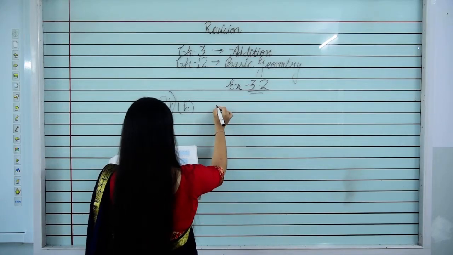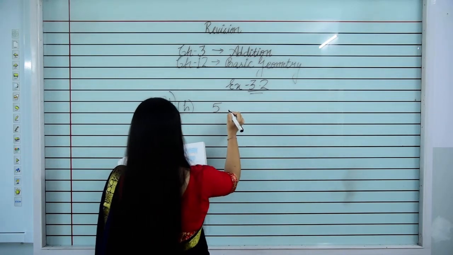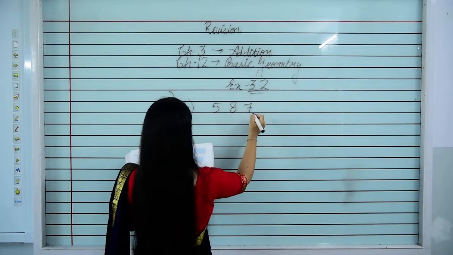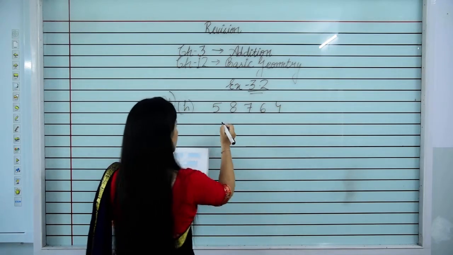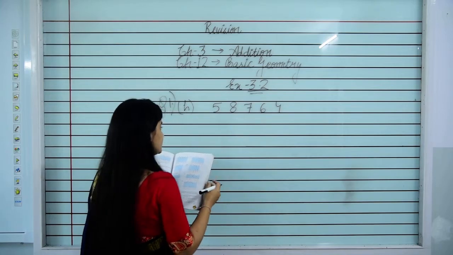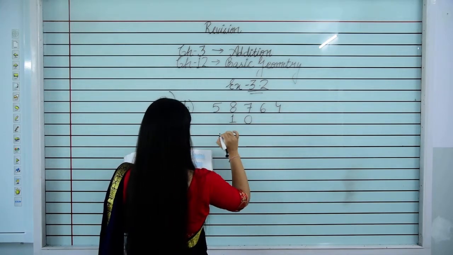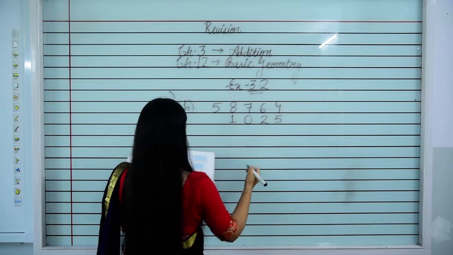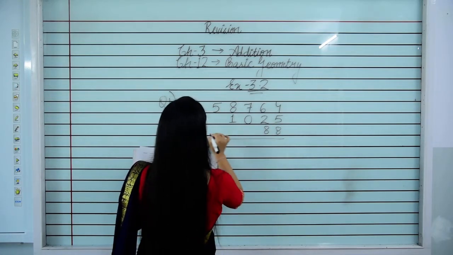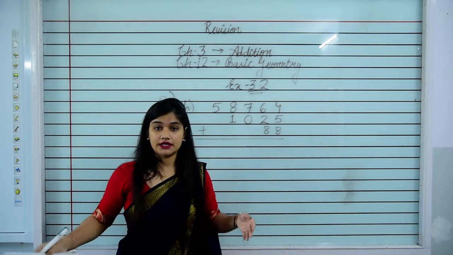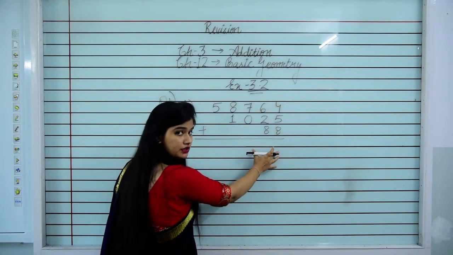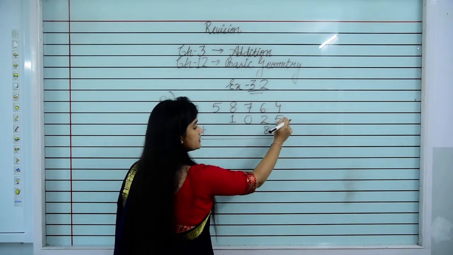So students, the first number is 5,000. This will be 58,764. 58,764. And the next number is 1,025. And the last number is 88. Whenever you are arranging the numbers, always you have to start from one side. I have arranged the numbers here. Now we'll start adding these numbers.